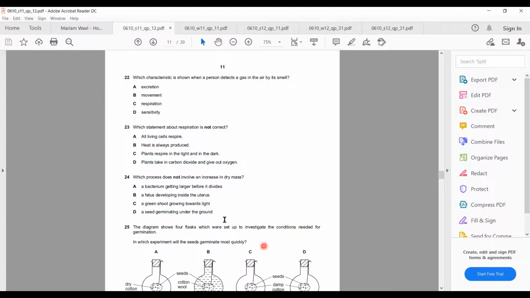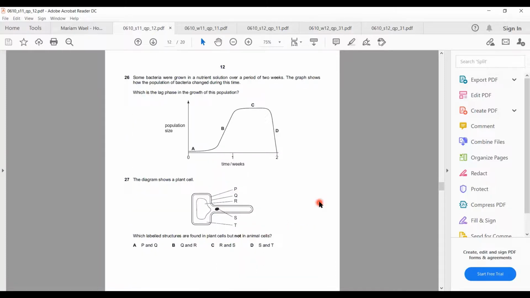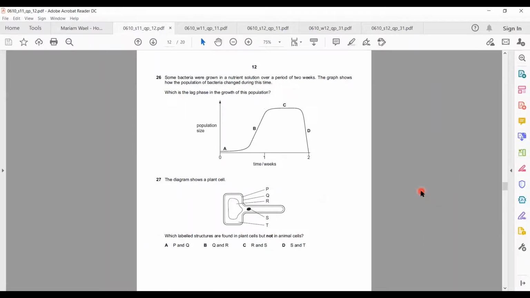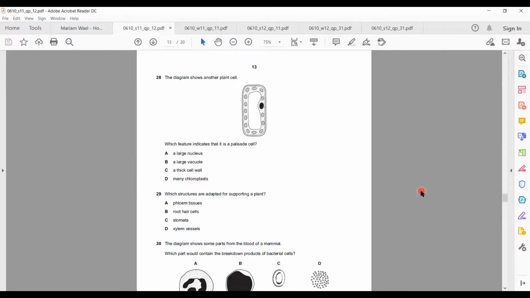For new exams, it's good. Let's go to number 22 because they put them in order. Number 22. D, sensitivity. Yes, of course. Number 27. Q and R. Very good. Number 28. Palisade cell, of course, it's a plant cell, as they just said. 28. D, many chloroplasts. Very good.